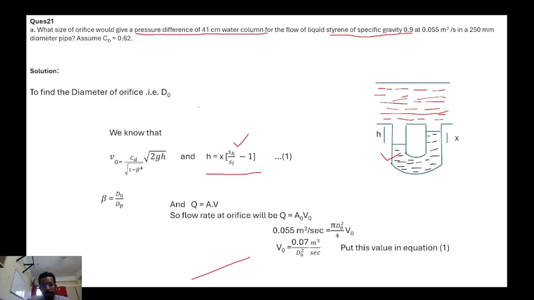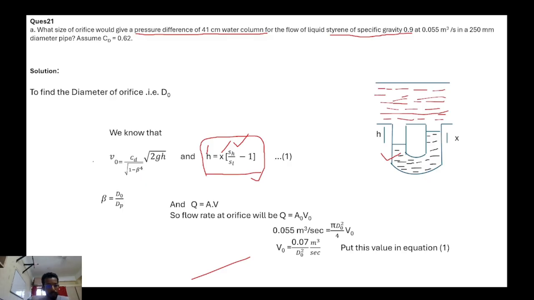That means in case of water flowing and mercury as manometric fluid, X is mercury because it is the manometric fluid, and H is the reading of the water flowing through the pipe. But similarly, for the styrene flowing in the pipe, it becomes H, and X will be the reading of the water column. Okay, right? Hope you understand.